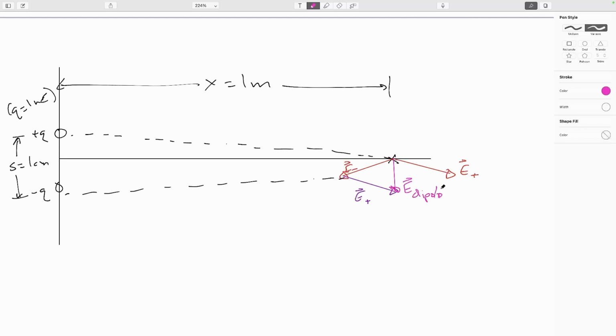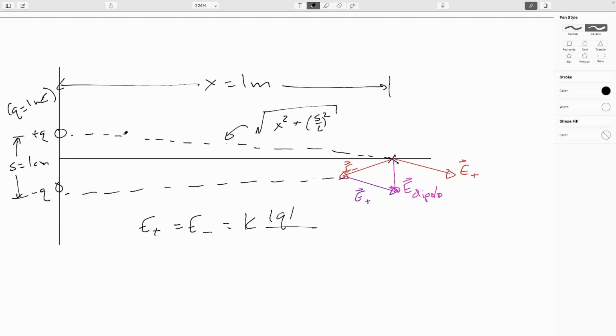All right. So let's go ahead and just write expressions for what the magnitude of E plus and E minus are. So E plus will equal E minus. That's going to be equal to K times Q over whatever that distance is squared. Well, let's figure out that distance. This distance here is, well, if I go up this much, go over this much, that's X. And if I go up this much, that's S over 2.